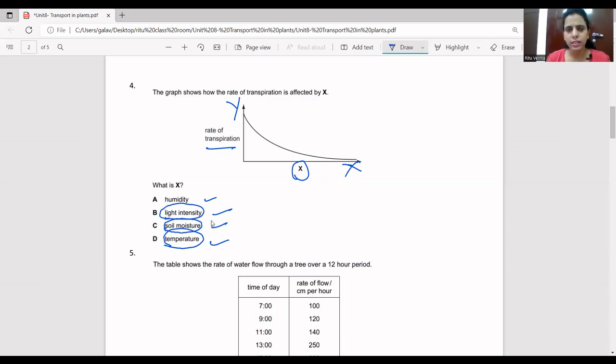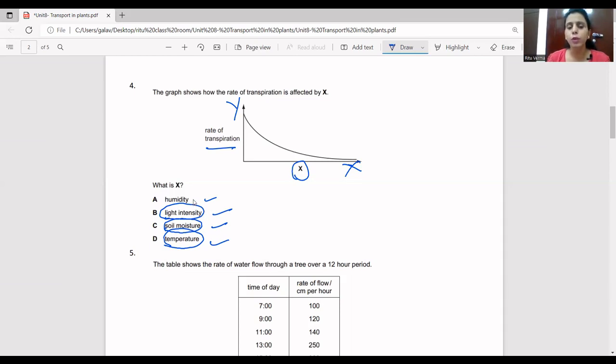If light intensity increases, plants open up their stomata. We know that plants trap light in order to perform photosynthesis. For photosynthesis, they require carbon dioxide and water as raw materials. So if light intensity is more, plants will open up their stomata so that they can absorb carbon dioxide gas from the surrounding air. And when stomata are open, the molecules of water vapor get a chance to escape from the leaf. So an increase in light intensity also increases the rate of transpiration.